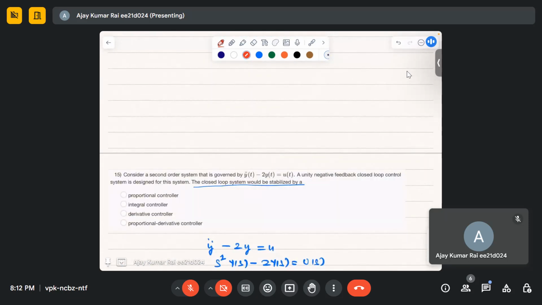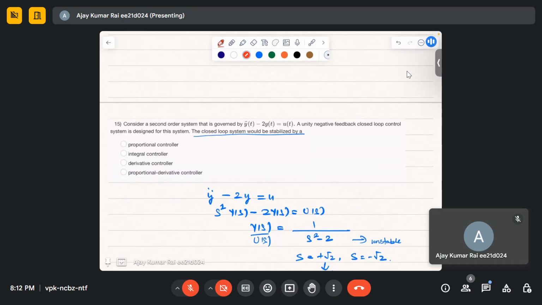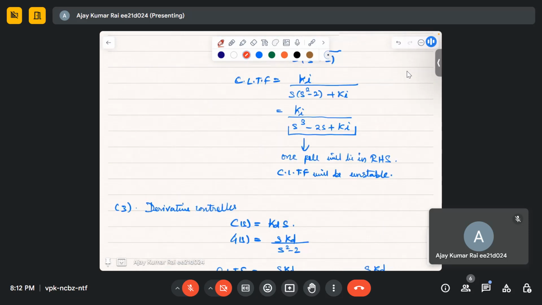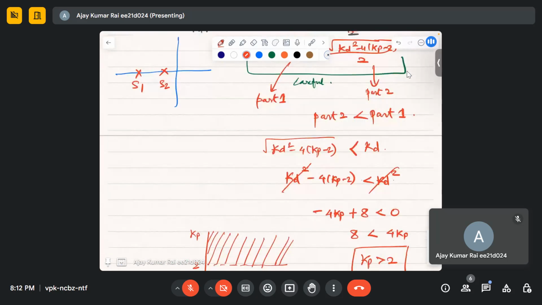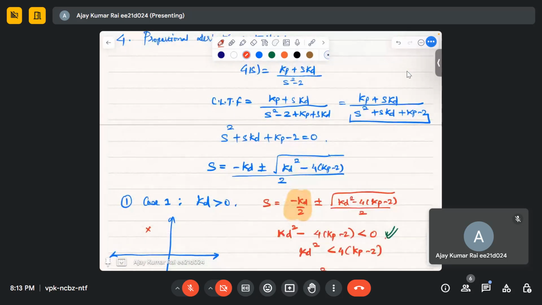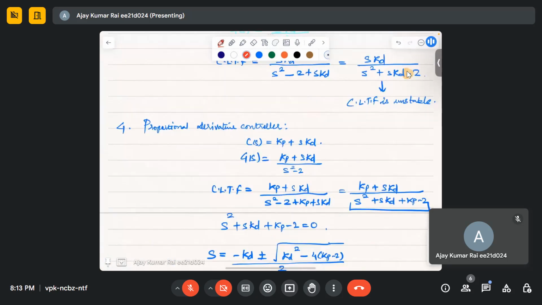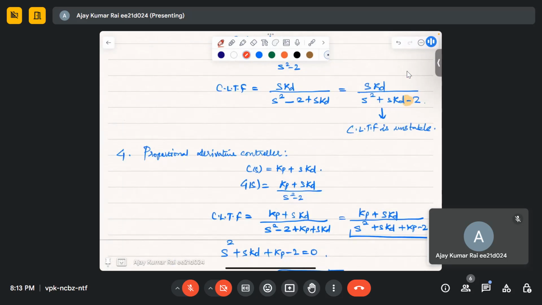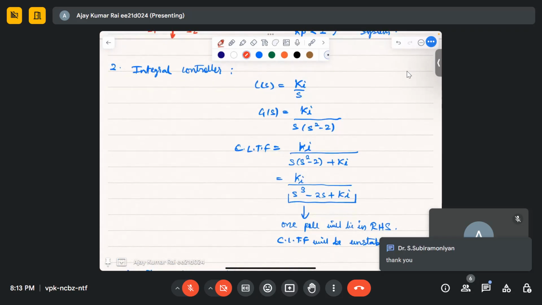So this is the detailed analysis. The question just asked you to find out whether the closed loop system can be stabilized with proportional derivative control. We have seen in detail for what values of KP and KD it can be stabilized. Any doubt in this question? Once we study the Routh-Hurwitz criteria, it will be more clear. Directly we can tell by seeing the coefficients.